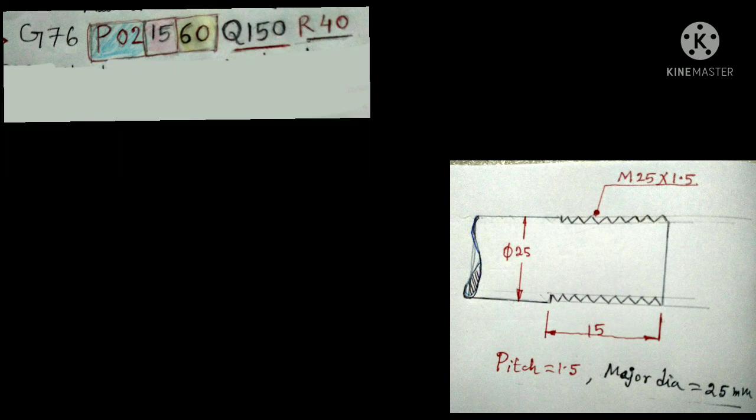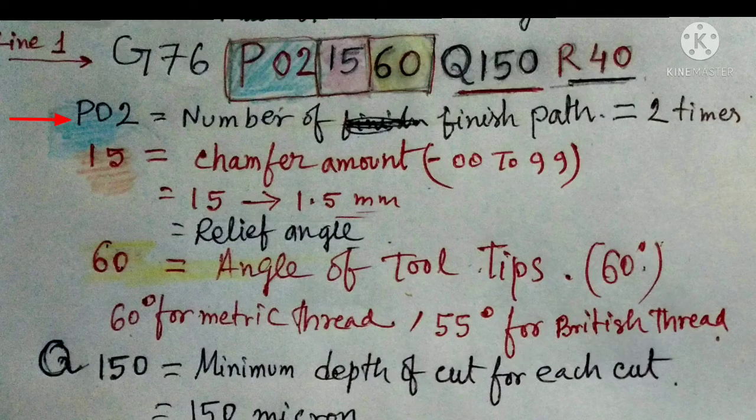So the first point is P02, which is for the number of finishing passes. That means after completing the thread cutting, how many times will I use the tool for a finish cut? Generally, it is used from 1 to 3. That means P01, P02, P03.